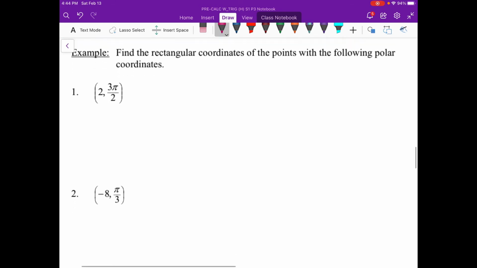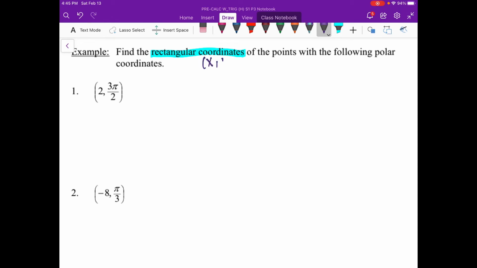First, we're going to find the rectangular coordinates of the points with the following polar coordinates. So I want to turn these into rectangular coordinates. So my final answer should be in terms of x comma y. All right, so to find our x value, again, this is all in your golden ticket. X is going to be r times cosine of theta, and y is going to be r times sine of theta. As long as you remember that the first number here is your r, and this is your theta, then you just have to put it into the formula, okay?